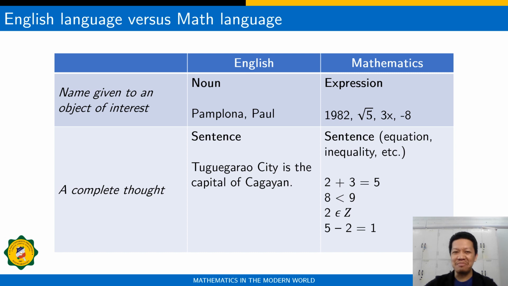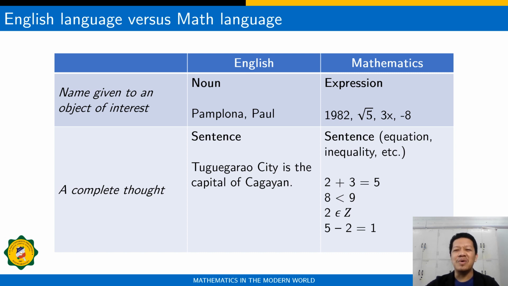How about a name given to an object of interest? As I said, these are the nouns in English, okay? But in mathematics, they are called expressions. An example in English is Pamplona and Paul. These are nouns: names of persons, places, events, objects. But for mathematics, we have expressions like numbers.